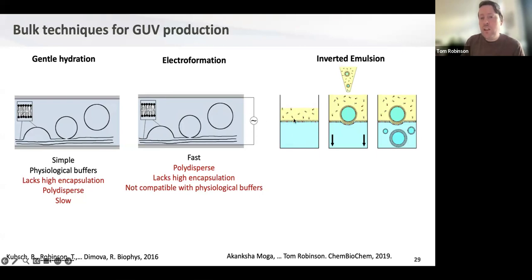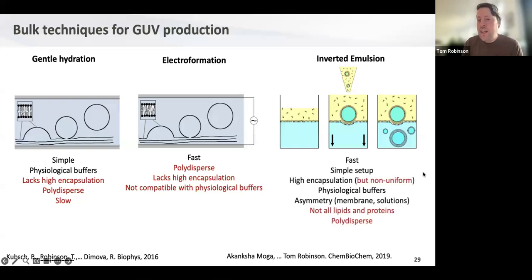lipids in oil above an aqueous phase, and you incubate it and create a monolayer. Then you add in an emulsion at the top, which also has a monolayer around each emulsion, and then you centrifuge it through this interface, and those two monolayers zip together and form your GUVs. Here, the advantages are simplicity, it's quick, you have high encapsulation, but not very uniform.